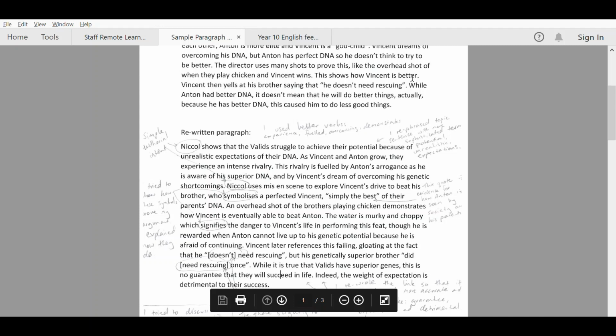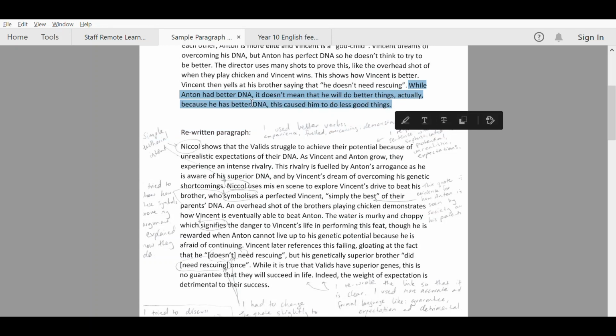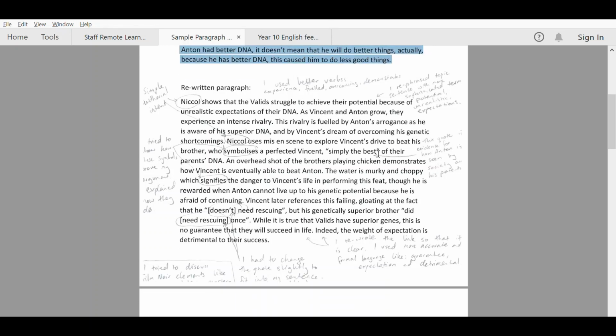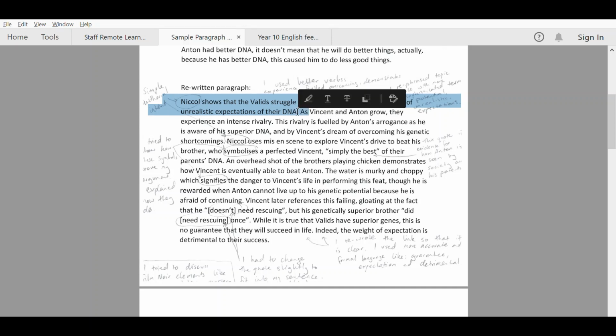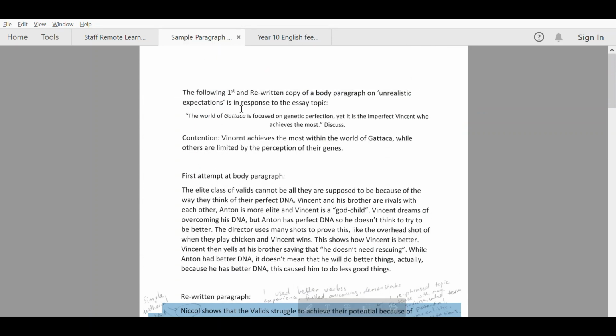All right, let's look at the last sentence of each. While Anton had better DNA, it doesn't mean that he would do better things. Actually, because he has better DNA, this caused him to do less good things. Notice how clunky that is, and it's kind of nondescript. Less good things? What does that even mean? So I need to rewrite this link in a better way, and it needs to address this, and it should be connected to my essay topic overall as well.